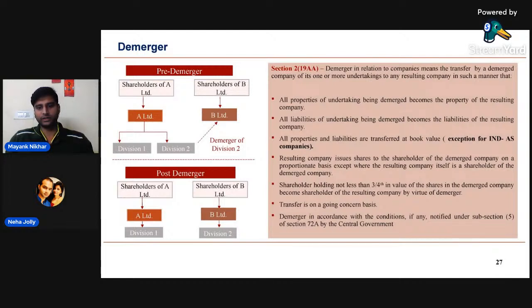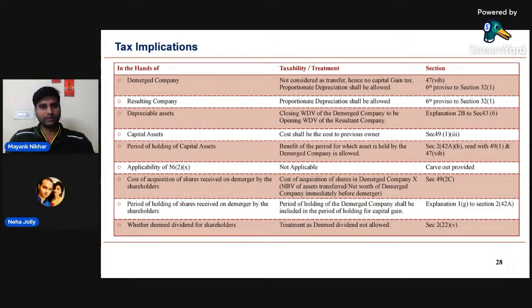Again, over here, I think these are just two instances of valuation requirement under this section. I've also tried to just simply put down the tax implications. So what will happen for the demerged company? It is not a transfer. Proportionate depreciation shall be allowed. For the resulting company, proportionate depreciation on depreciable assets. The closing of the demerged company shall be the opening of the resulting company.